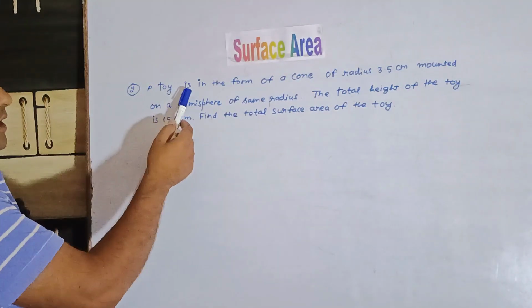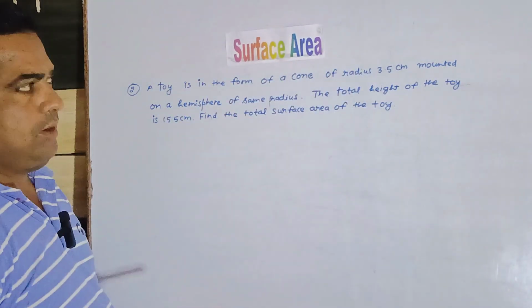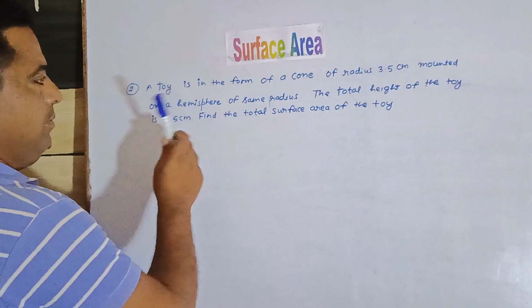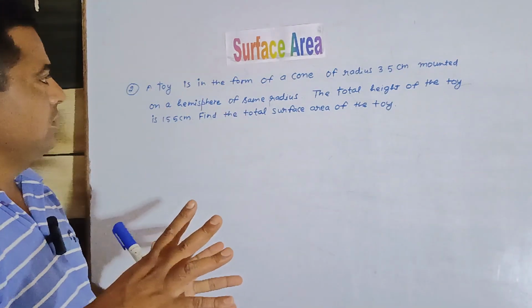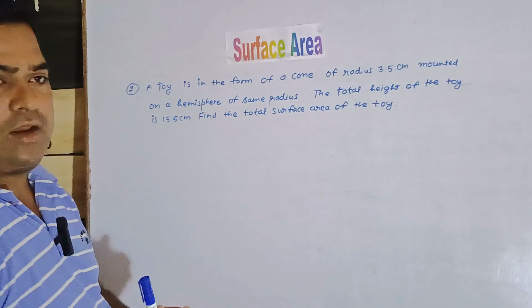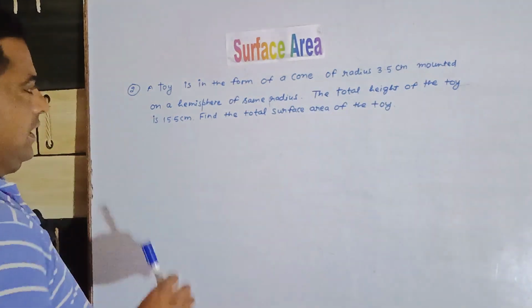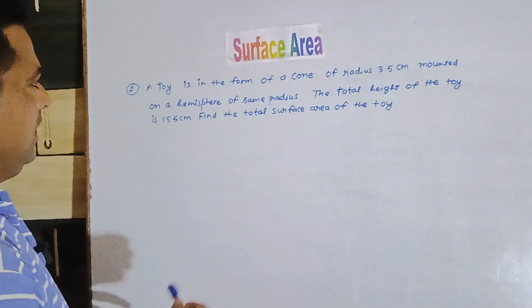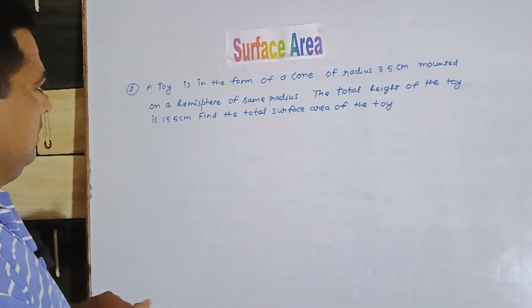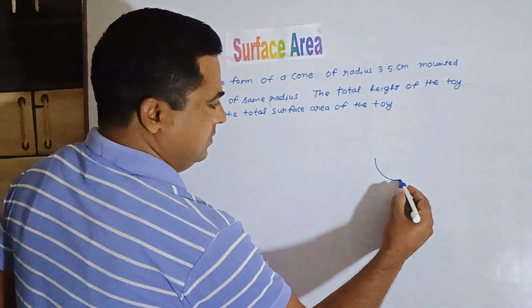A toy is in the form of a cone of radius 3.5 centimeter mounted on a hemisphere of the same radius, meaning the radius of the cone and the radius of the hemisphere is the same. The total height of the toy is 15.5 centimeter. They are saying find the total surface area of the toy. Students, according to this question, we have a toy. This is in the form of a hemisphere.